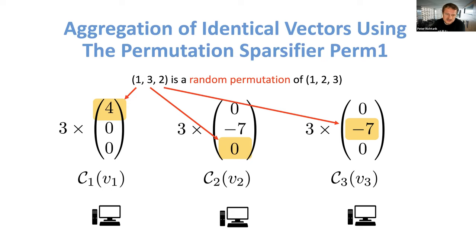The server could just send each machine one number, which is the index of the entry they should be sending in the next iteration. This is very cheap to perform, because I just send one to this guy, three to this guy, two to this guy, then everybody knows what to send. So this is the level of coordination that is needed: the server sends one index, essentially log d amount of information to each device to tell them what to send. So that's one possible answer, that this can be implemented without much communication.